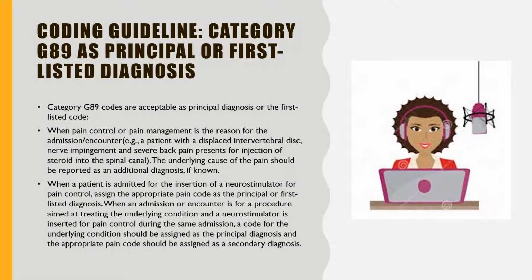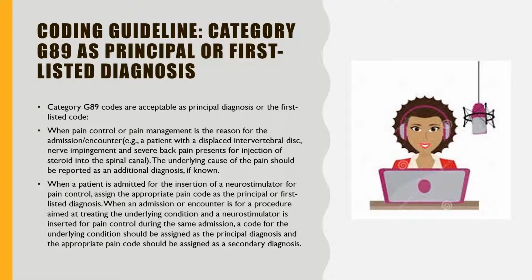So the coding guideline that is specific to category G89 as the principal or first listed diagnosis states that category G89 codes are acceptable as principal diagnosis or as the first listed code when pain control or pain management is the reason for the admission or the encounter, such as a patient with a displaced intervertebral disc, nerve impingement, and severe back pain, presents for injection of steroid into the spinal canal. The underlying cause of the pain should be reported as an additional diagnosis if it is known.